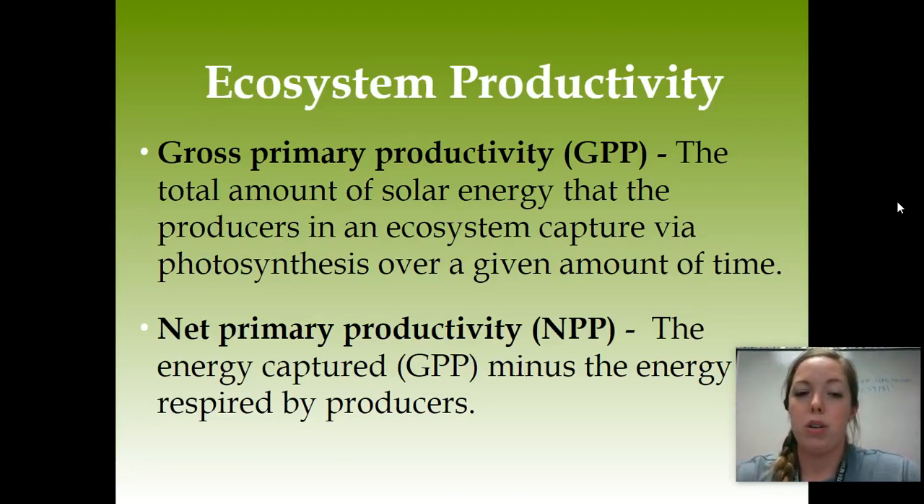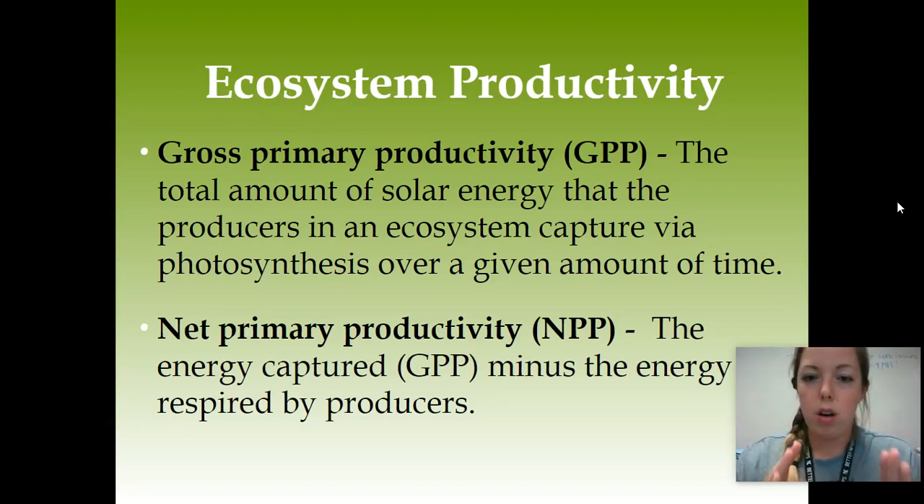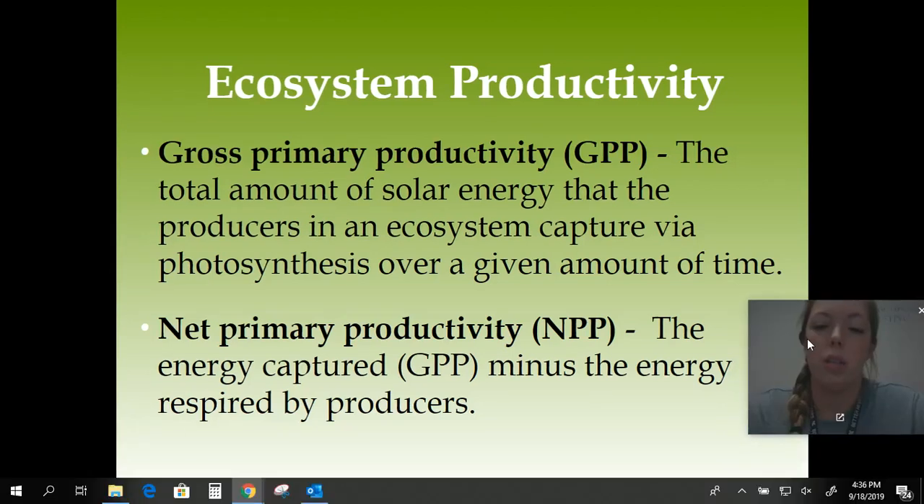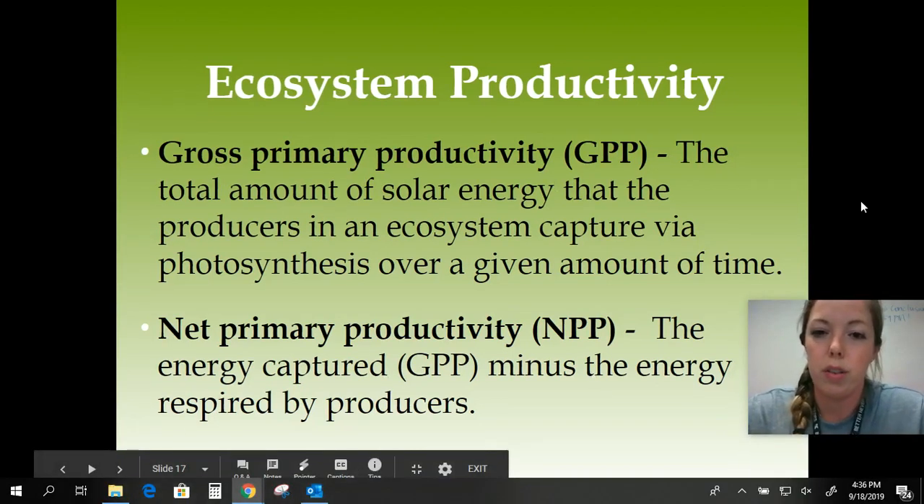Another really good thing about measuring the net primary productivity of an ecosystem is that it allows us to measure changes in an ecosystem. So if we know that there's been a big change in the NPP from 1 month to the next or 1 year to the next, that tells us that maybe something is up, something has happened in that ecosystem to cause that change, so we can further investigate.